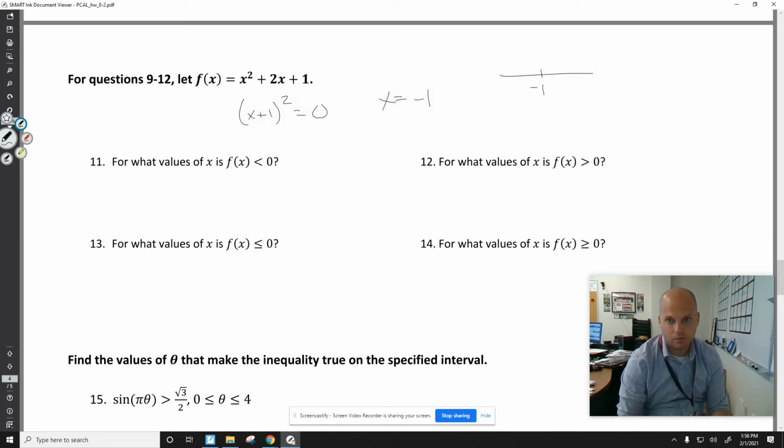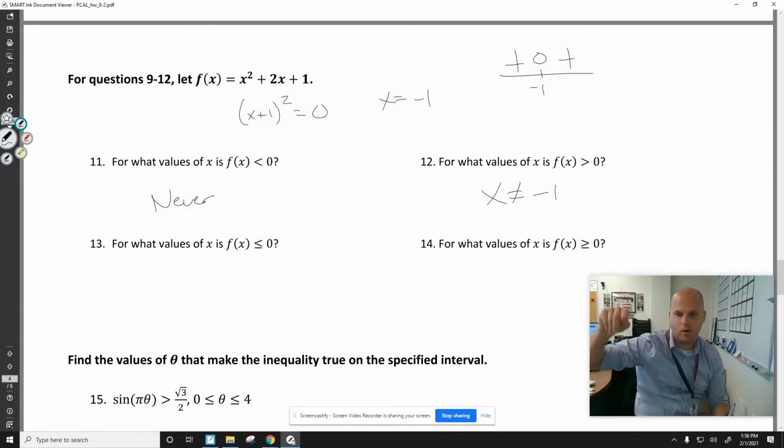Plug in something like 2, positive. Plug in something like -3, positive. When is f of x less than 0? Never. No solution. When is f of x greater than 0? For all values except -1. This is the easiest way to write that. Instead of negative infinity to -1 and -1 to infinity, just say x can't be -1.